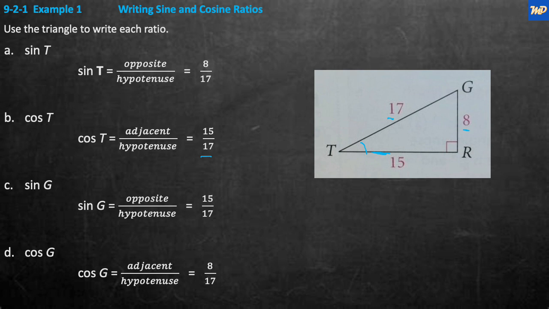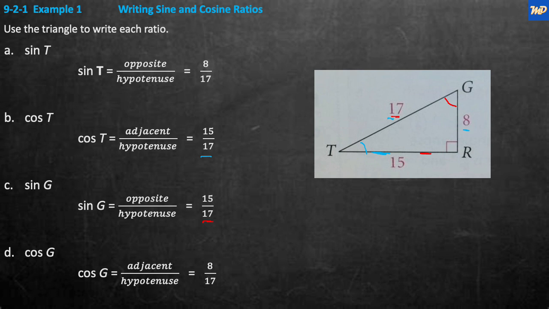How about the sine of angle G? Now we're going to switch up here to G. I'll switch to red. We want to know the sine of angle G. The sine is opposite, so the side opposite angle G, divided by the hypotenuse, is 15 divided by 17. You'll notice here that the sine of G is the same number as the cosine of T. Interesting.